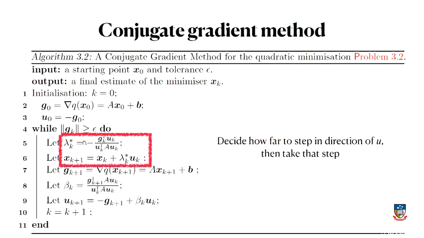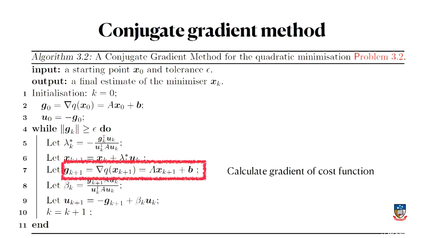And so what I do then is I decide how far I'm going to step, so how far in this direction I should step, and then I take that step. Right, so that's exactly the same as steepest descent, or the general idea of gradient descent. Then what do I need to do? Well, I need to find a new direction to step in, so I calculate my gradient again, and that's again exactly the same as steepest descent.